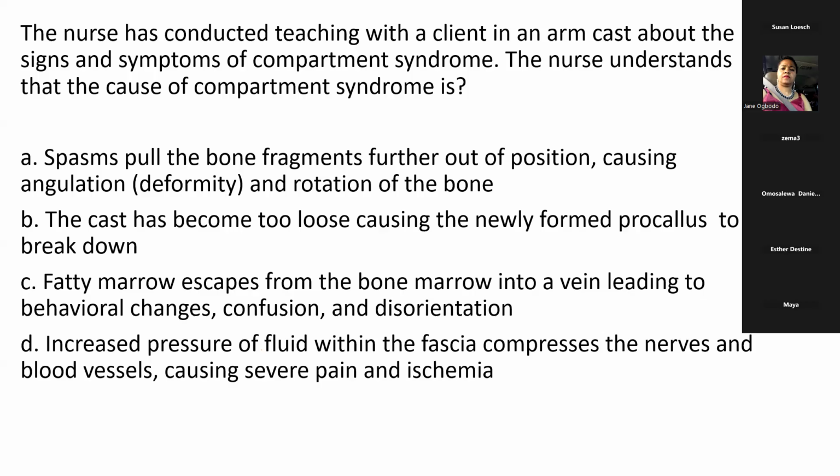Once it's fully formed, then what does the doctor slowly do? Once this callus is fully formed, what does the doctor slowly start to do? Because they look at this with x-rays, right? They do a series of x-rays to see how well you're healing, right? So once this procallus is fully formed, what does the doctor typically start doing?